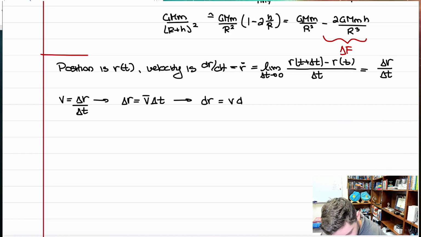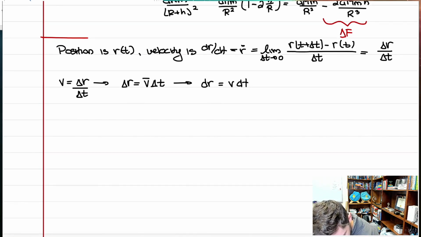Sometimes I think people get intimidated by differential notation, but it's saying the exact same thing. A small change in position is equal to my velocity times a small change in time. That's all it says. If the lowercase d's confuse you, just imagine them as deltas and interpret it that way. In the calculus limit, of course, we're assuming that these delta t's are tiny.